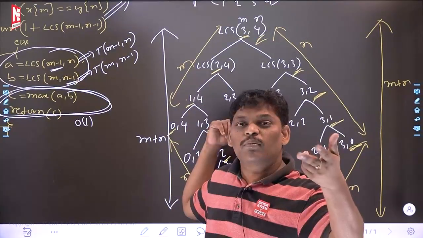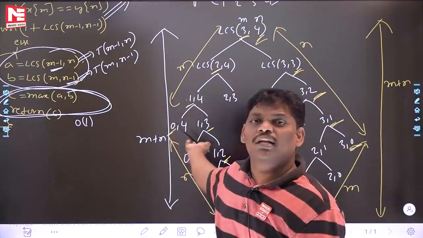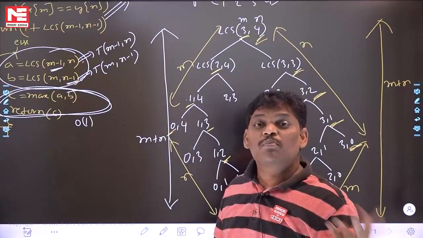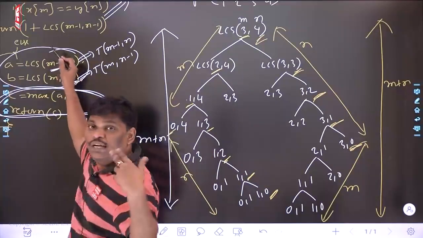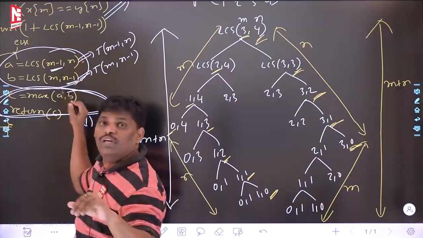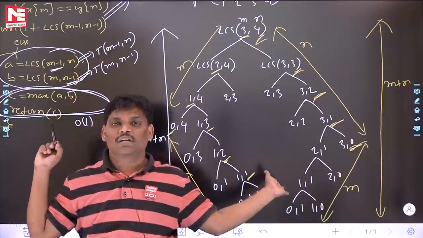Suppose an LCS problem comes in the GATE examination, don't draw the tree, because you know there are M plus N levels. Some people are asking, sir, why M plus N? What is the answer? See this one. The first function call only decrements M. The second function call only decrements N. Overall, M plus N decrementing.